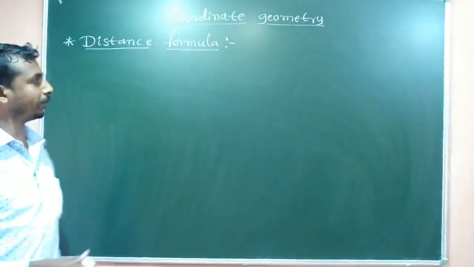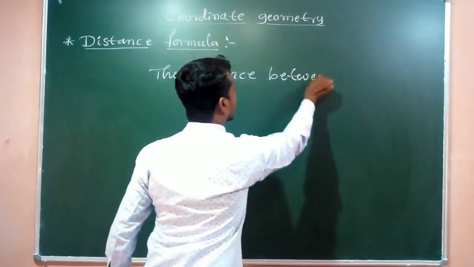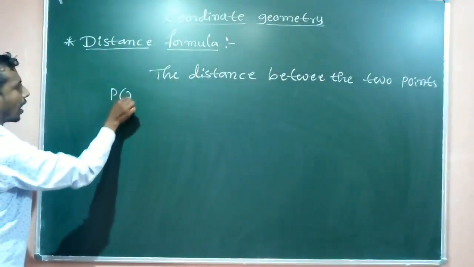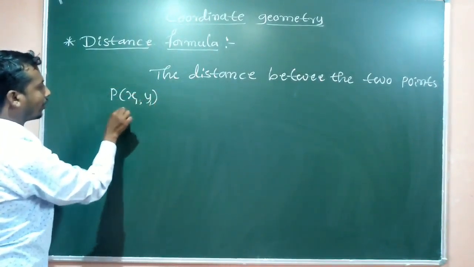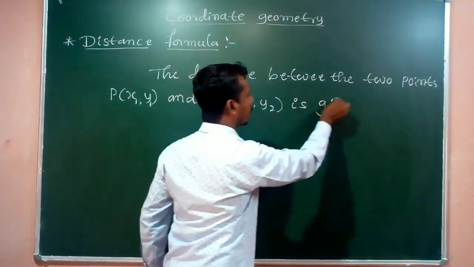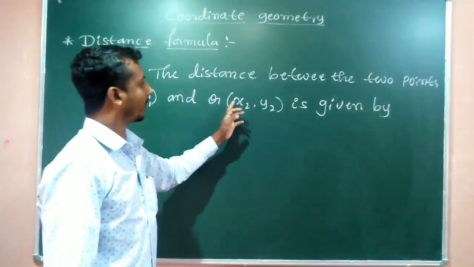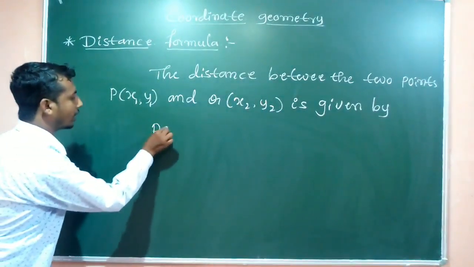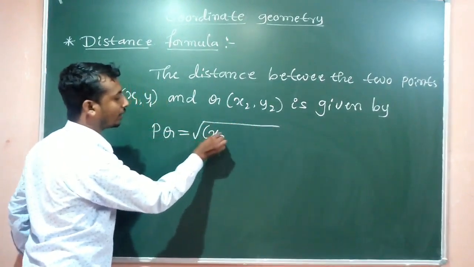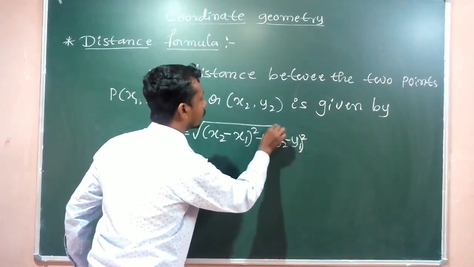Next, the distance between the two points P(x1, y1) and Q(x2, y2) is given by PQ equal to the square root of (x2 minus x1) whole square plus (y2 minus y1) whole square.